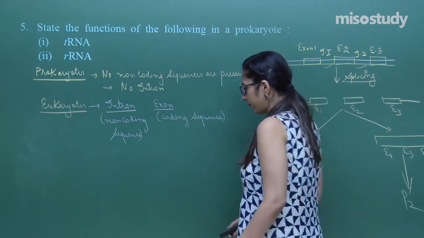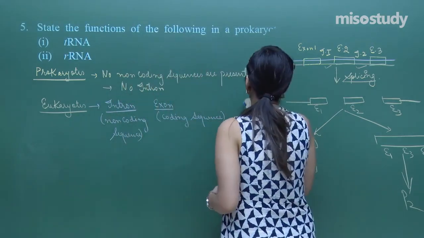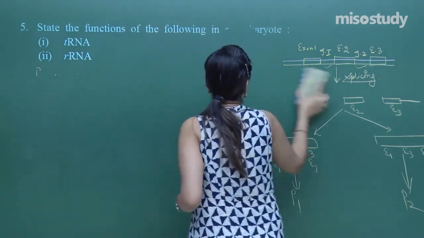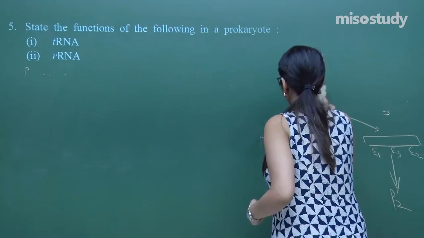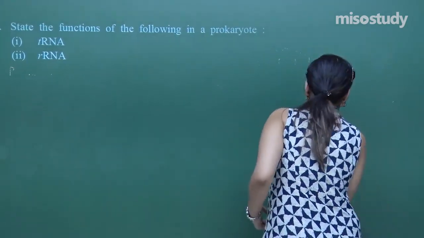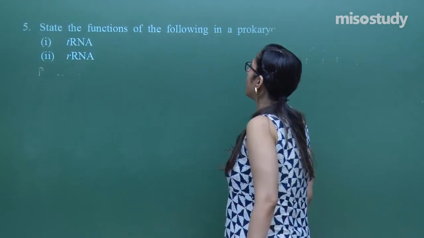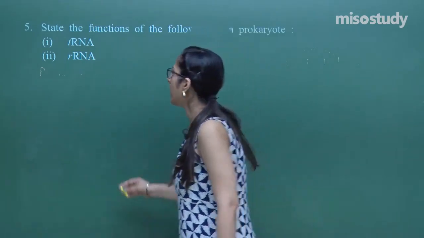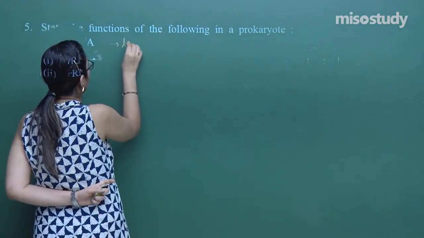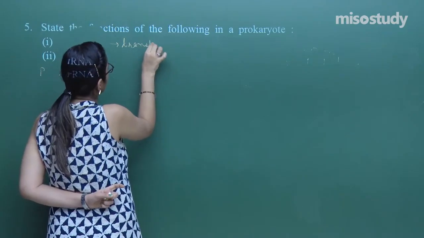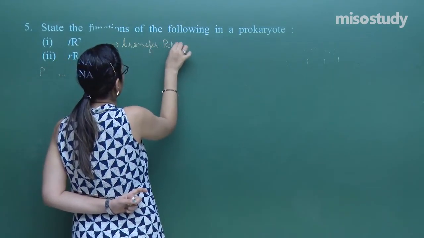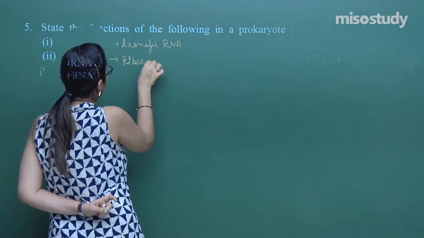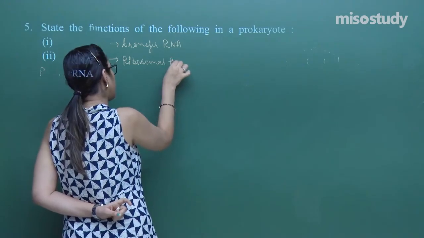Question number 5. Now, very good question, very easy, direct question. State the function of the following in case of the prokaryotes. So, to talk about tRNA, tRNA is also called a transfer RNA, transfer ribonucleic acid, and this is called ribosomal RNA, ribosomal ribonucleic acid, right?